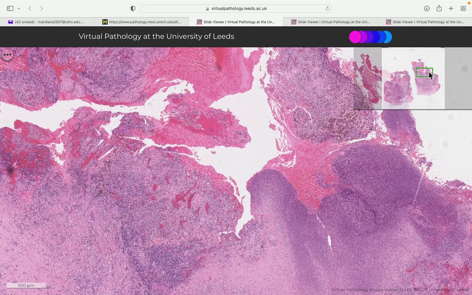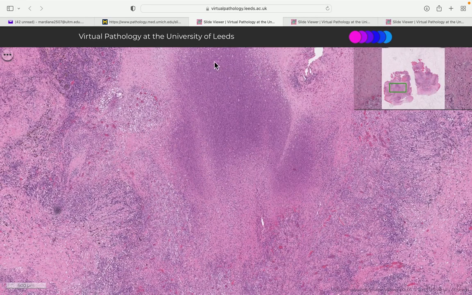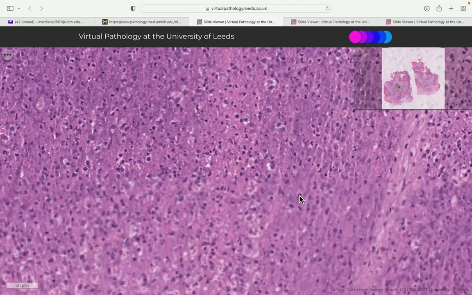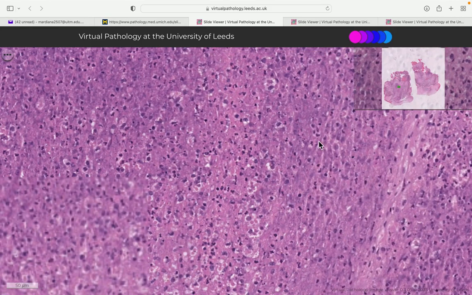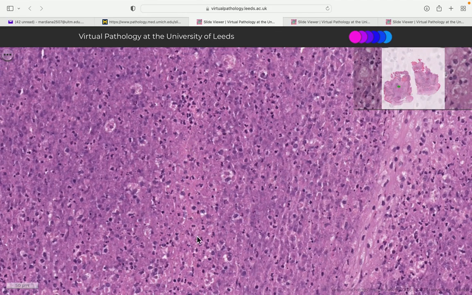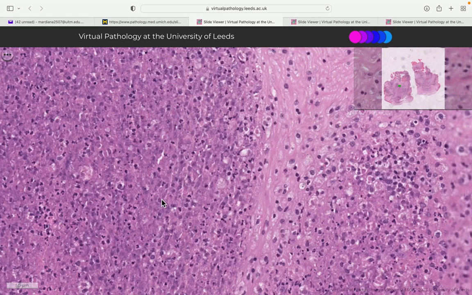If you move on to the other piece over here, again you see this very dark colored area, and if you zoom in you will see more neutrophil exudate. You will also see cellular debris. These are dead cells because you can see the outline of the cells but no nuclei. There is also some pinkish material in and around the region.